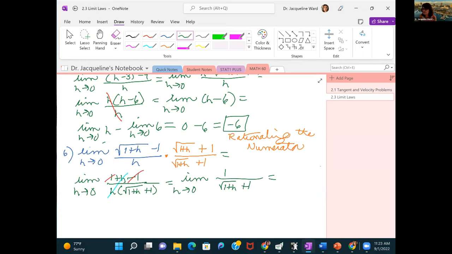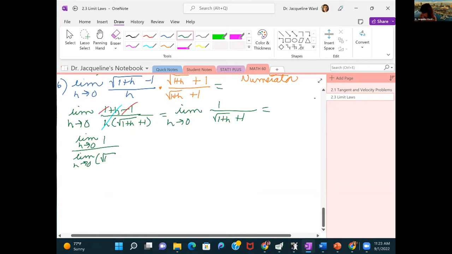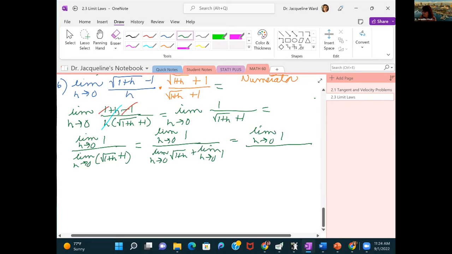And now you can use the limit law. Limit of the top over the limit of the bottom. And then you have the limit of the first plus the limit of the second on the bottom. The sum law. And then the limit of a root is the root of the limit.